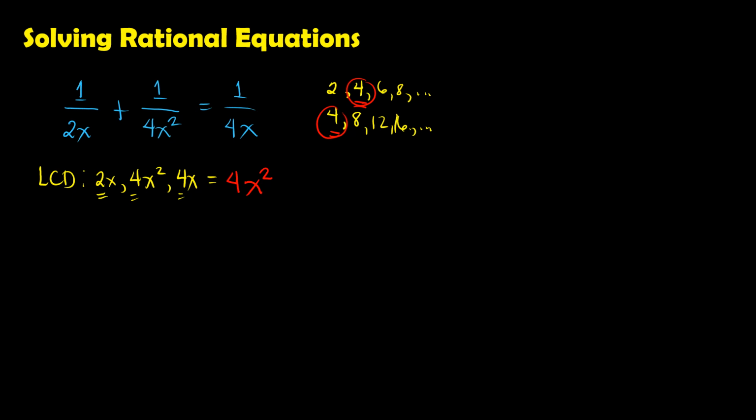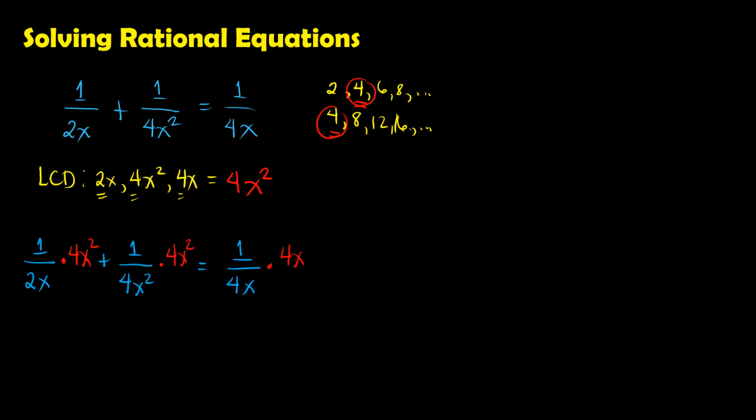So, now that we have our LCD, the next step is to multiply each term by the LCD. So, kagaya nung kanina, mag-iwan tayo ng space. So, kukopya na yung problem, iwan tayo ng space. And then, let's multiply by our LCD. Our LCD is 4x squared. 4x squared. And then 4x squared. Multiply ha.